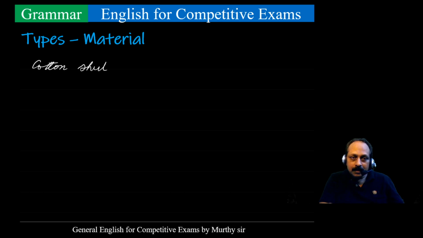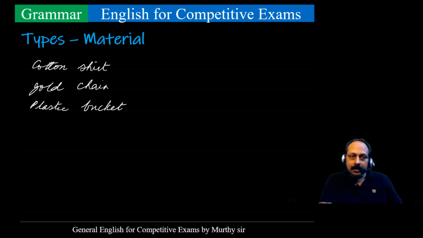Cotton shirt, gold chain, plastic bucket. Here, silk sari. Shirt is a noun, chain is a noun, bucket is a noun, sari is a noun. But here, cotton shirt, you ask the question, what is it made of? What is the material? Cotton. Chain, what is the material? Gold. Bucket, what is the material? Plastic. Sari, what is the material? Silk. So all these are adjectives of material.